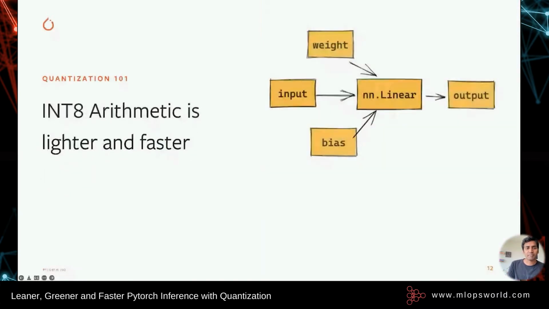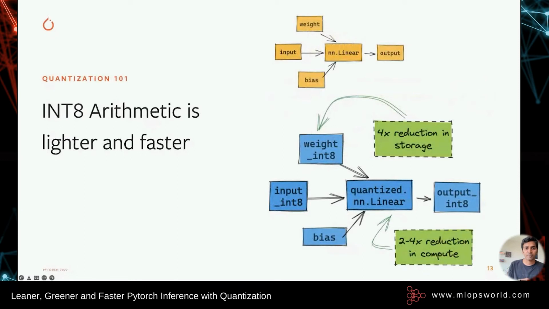Typically, in deep networks, the parameters are floating point numbers. Floating point numbers are 32-bit. That is, they need 32 bits of memory to be represented. And with quantization, what we're doing is representing them in integers, which require only 8 bits. Because they're smaller, int8 arithmetic is lighter and faster on many CPUs that have specific features for int8 adds and mults, addition and multiplications.